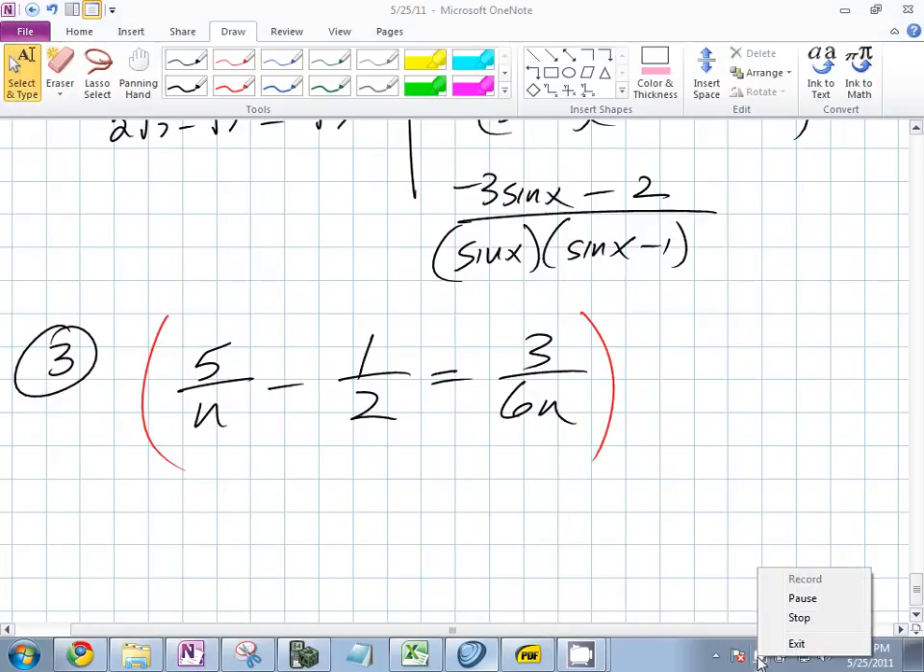Good. Okay, what are we multiplying by in order to... What's the quickest thing we can do? Multiply by what? 6n. If you multiply by 6n, I heard it over there, I was verifying, what do you get?